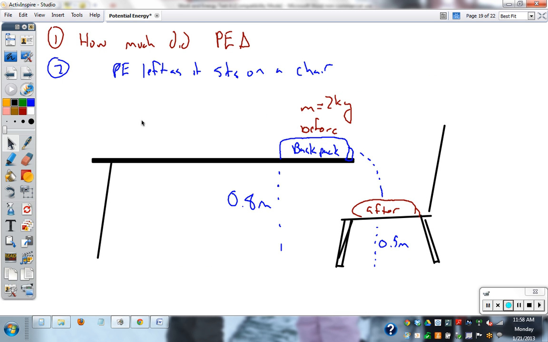The next one is draw this example. I think this is our last example. Yes, this is it. Now on your page, on page 23, it should look like this. This is going to be topic 8. This is going to be topic 9. So, first question is, here's a backpack on a table. It's 0.8 meters up. It's a 2-kilogram backpack. This is before, and then Coach V says, hey, can you take that bag off your desk, please? And you move it down to a chair next to you, which is 0.5 meters off the ground. I want to know how much the potential energy changed, number one, and how much potential energy is left as it sits on the chair.